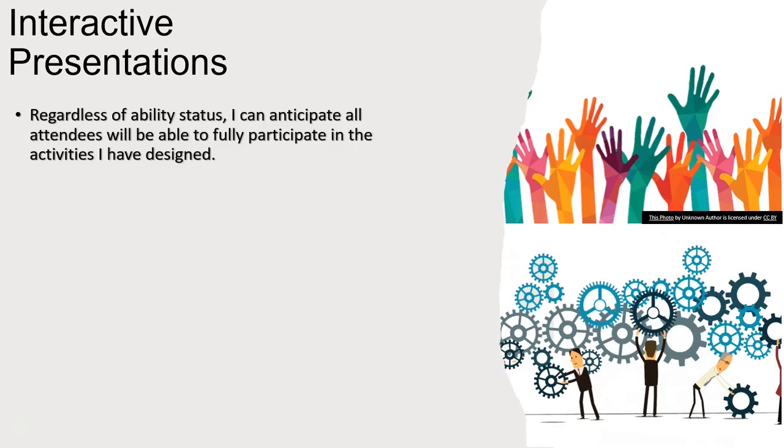But if I could foreshadow, and if we can think through what we could plan for so that we don't unintentionally exclude people, then we want to do that. And putting together activities where you can assume that regardless of ability status, people would be able to fully participate is going to be your best bet.